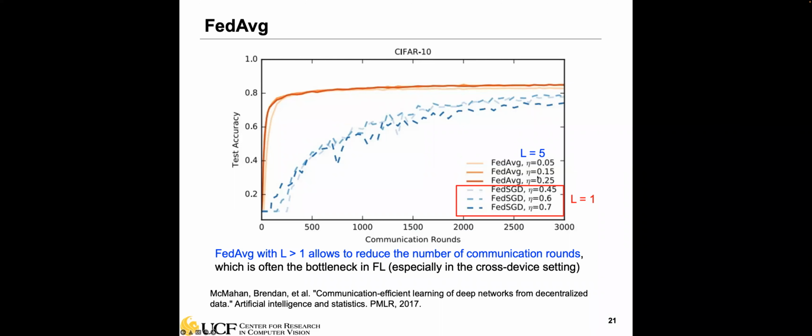And if you just do one local training step, you need about 3,000 or so, or maybe 2,500 communication rounds to make the model converge. But with FedAvg, where you do more local training, you are able to quickly make the model converge. Around 500 training rounds, your model has converged to this 80% accuracy. So that's a significant speedup for the model convergence.